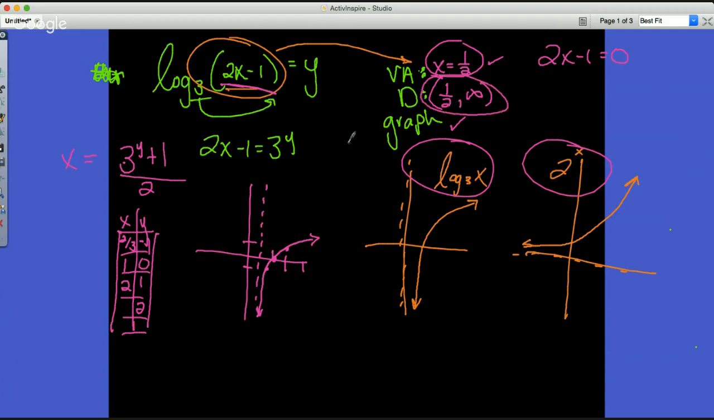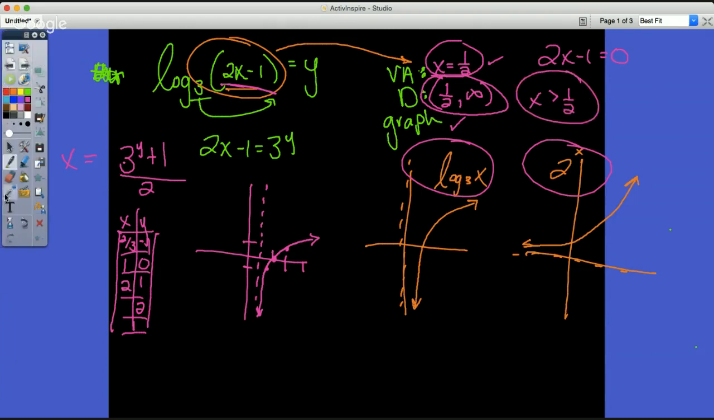And so that's what our domain would be. Or you could put, I guess, x is greater than 1/2 as well. I would take that as well. But that's how you would solve for the log form of a graph, okay?